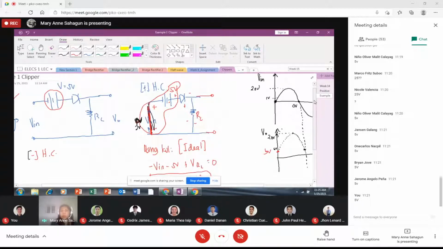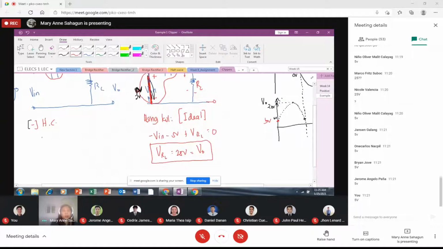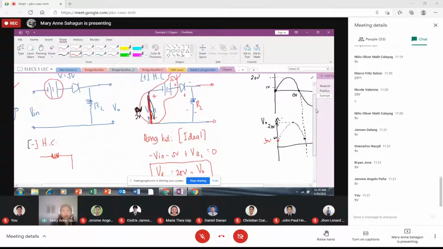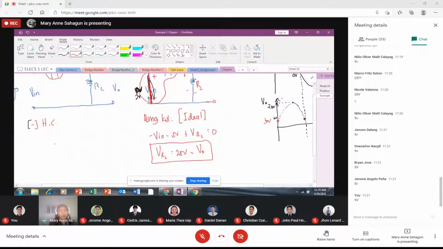So let me just draw the circuit. We have the series R. We have the diode, which is simply pointing up. If I remember it, naka-series pala. We have here the battery. And then pointing to the right, we have the load. Okay, ayan. This is our circuit.